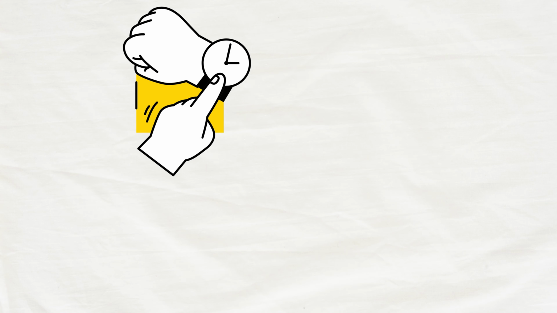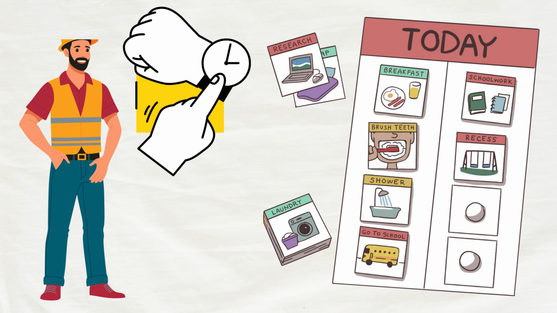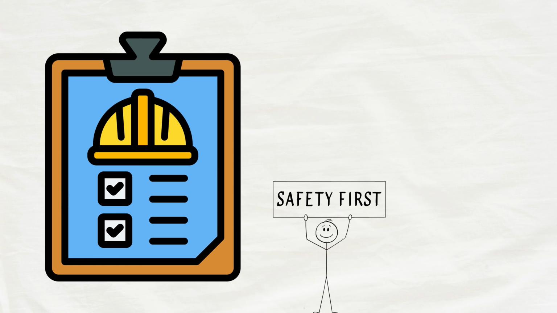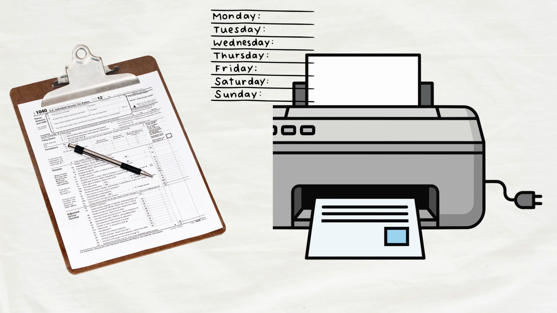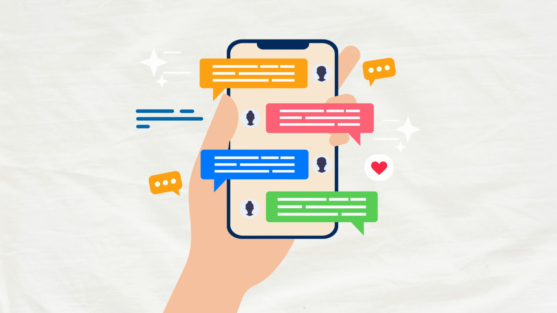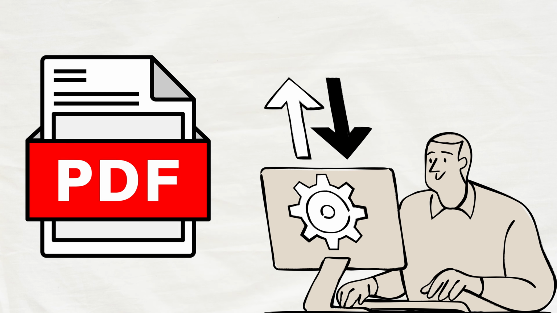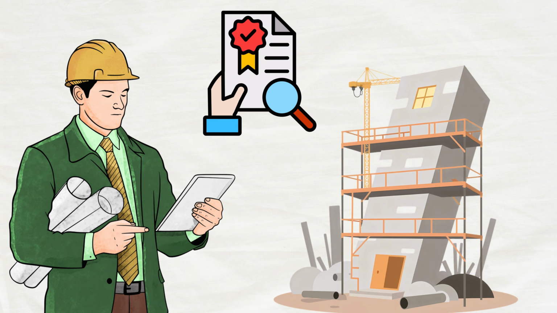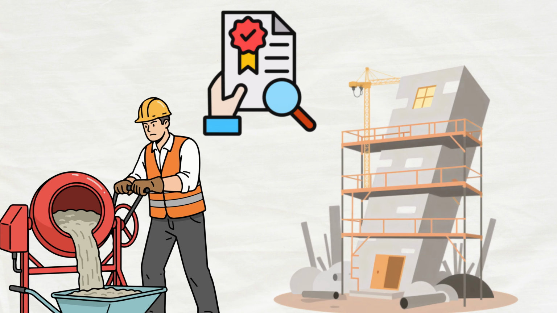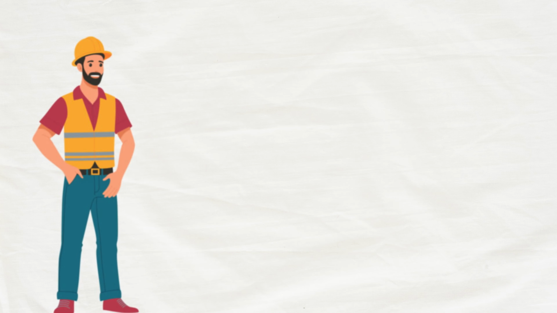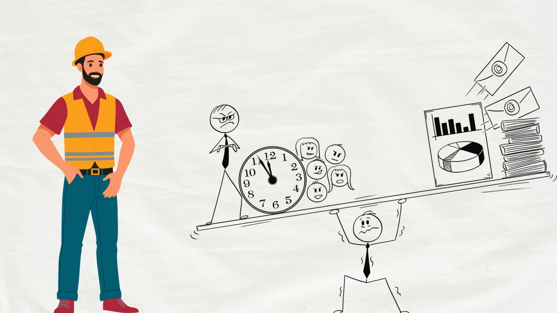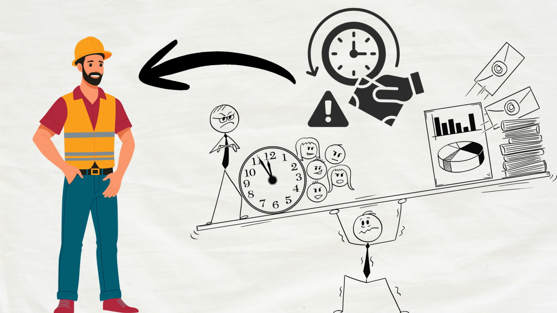By 8:15, Marcus is already behind. The safety checklist exists somewhere. Last week, it was a printed form. Before that, it was a WhatsApp photo. Sometimes it's a PDF that no one updates. The inspector wants proof that today's site check was done before work started, not later. Not "we'll send it." Marcus feels the familiar pressure. If this delays the crew, it's on me.